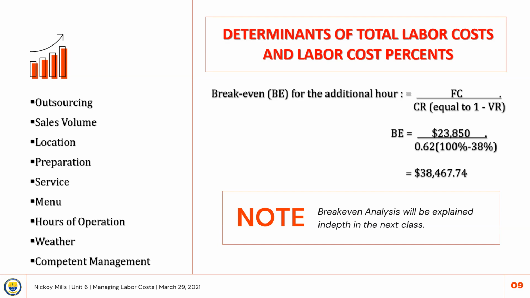So weather is also a determinant of labor cost. Of all the determinants of cost, weather is clearly one that is completely beyond any manager's control, but it can have a significant impact on labor cost percentages. How? Weather often affects sales volume, which in turn affects staffing levels in the food service industry.